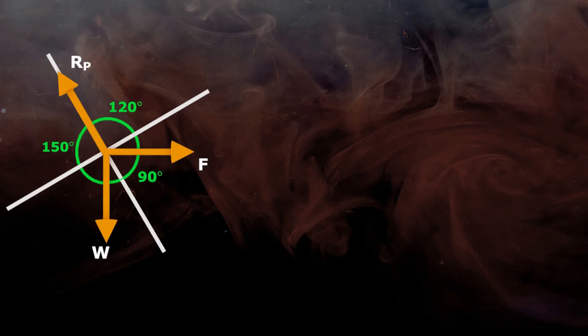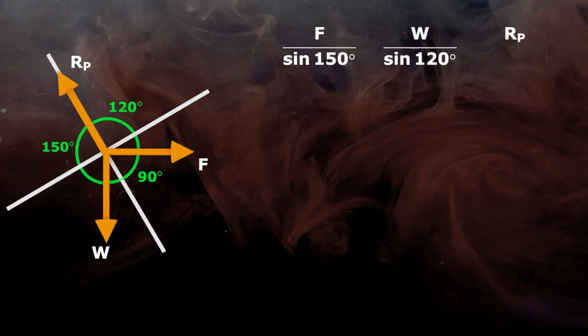Now, Lami's theorem states that if three forces are acting on a body, each force is proportional to the sine of the angle between the other two forces. Let's say the first force is F and it is divided by the sine of the angle between W and Rp, that is sine 150. The second force is W and it is divided by the sine of the angle between F and Rp, that is sine 120. And the third force is Rp and is divided by the sine of the angle between F and W, that is sine 90. Then all these divisions are equal.